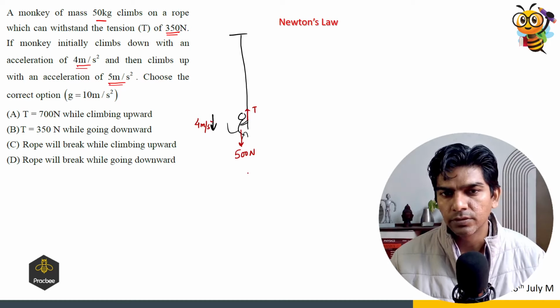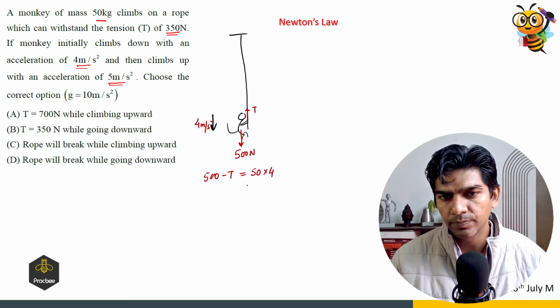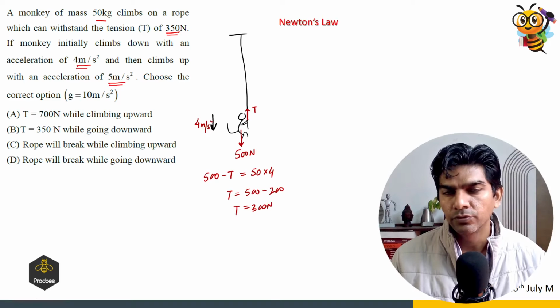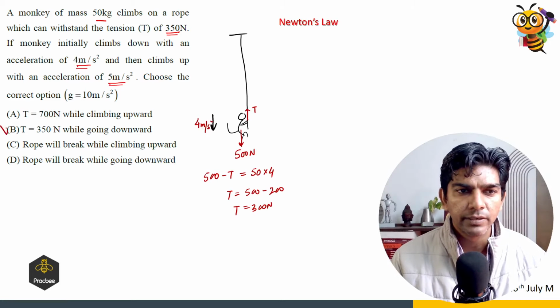Let us see how much tension is required. So the net force in the downward direction will be 500 minus T. That will be the mass of the monkey times the acceleration. So T comes out to be 500 minus 200, so that comes out to be 300 Newton. So tension will be 300 Newton while climbing down. So that is incorrect. B is incorrect.